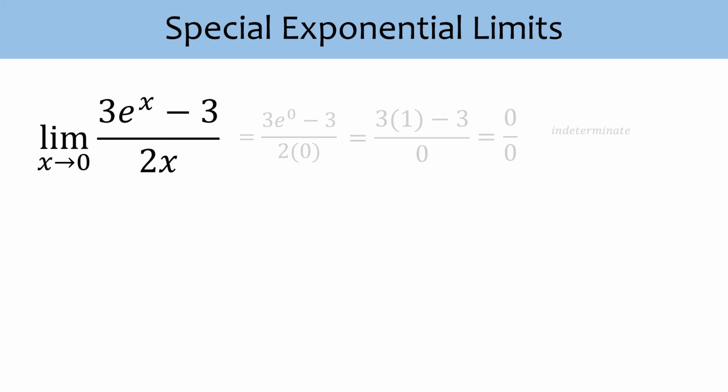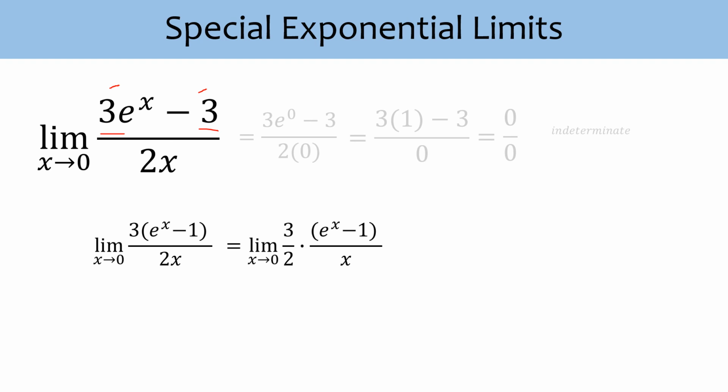So what we're going to do is use the previous special limit that we know, where e to the x minus 1 all over x as x approaches 0 is equal to 1. As you can see here in the numerator, we can factor out something that's common between the two terms. This is the first term, second term, and the common factor is 3. And so we go ahead and factor that out from the numerator.